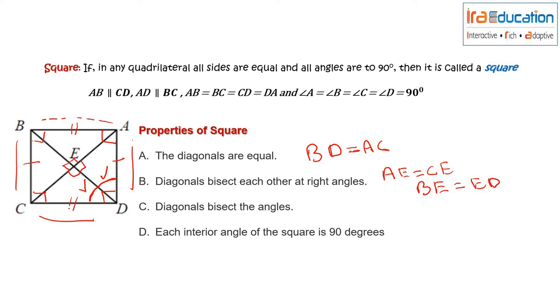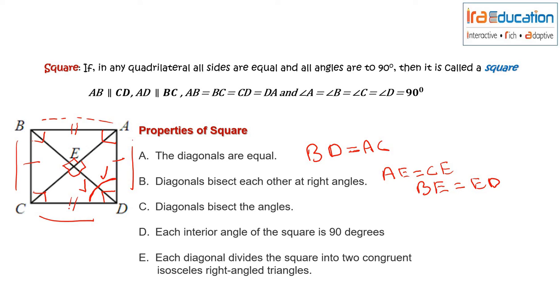Fourth property, each interior angle of a square is 90 degrees. This we already discussed. Each diagonal divides the square into two congruent isosceles right angle triangles. Now let us look at two triangles. Triangle 1 is ABC, and then ABD is also a triangle. These two triangles are right angled and also isosceles, and they are also congruent.